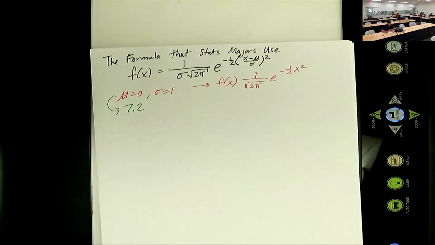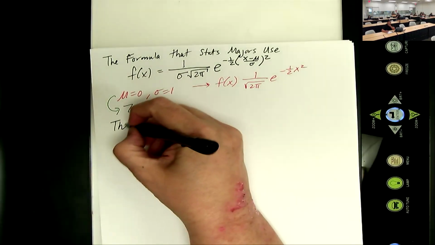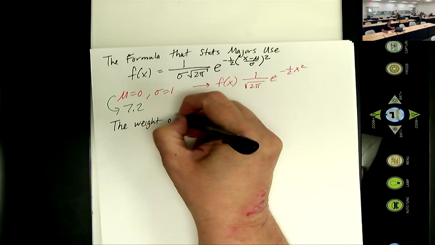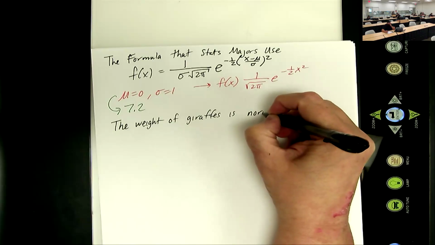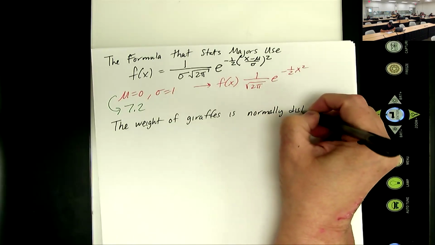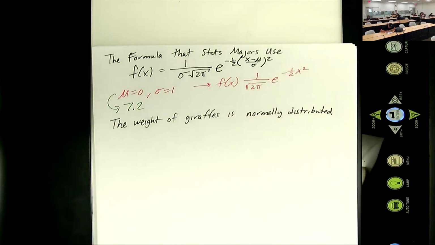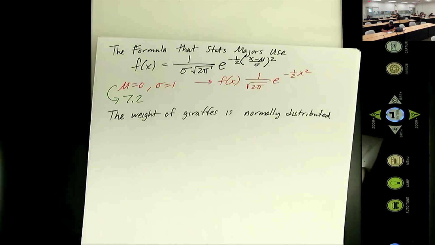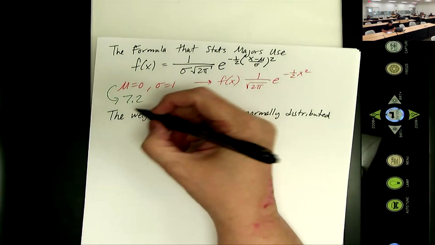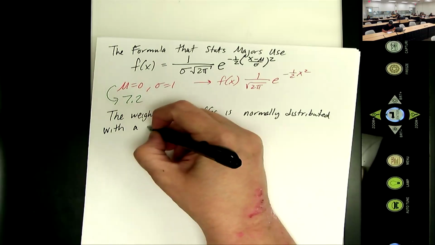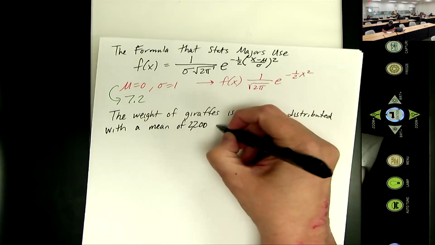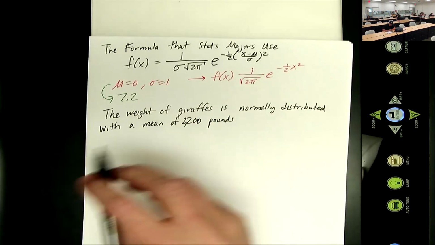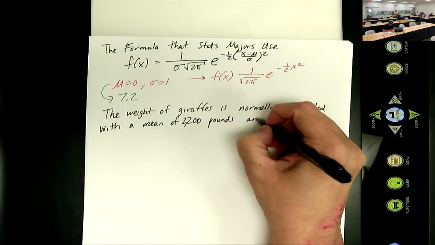But I want to do one more problem here. Let's say the weight of giraffes is normally distributed, with a mean of 2,200 pounds and a standard deviation of 200.